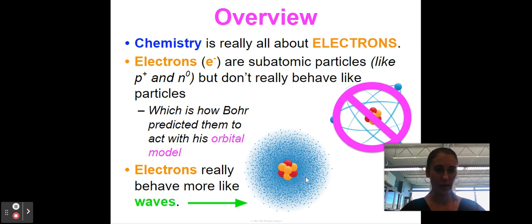This is actually more accurate because electrons don't zoom around in fixed orbits, but rather they're found in an electron cloud, and that's based on probability. But we'll get into that at a later time here.